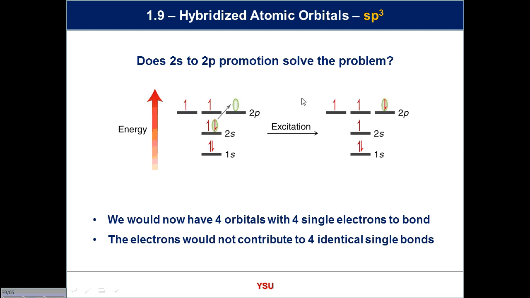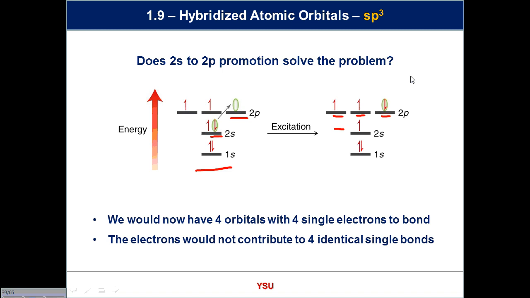Well, one possible solution to this is to take what we call the ground state electronic configuration of carbon from the periodic table and take one of the 2s electrons and bump it up to the 2p. Because now, probably, I could form four single bonds. I have four half-filled orbitals in my new picture. I have a singly occupied s orbital, and I have three singly occupied p orbitals. I have the bits and pieces I would need to make four bonds from carbon out to hydrogen.